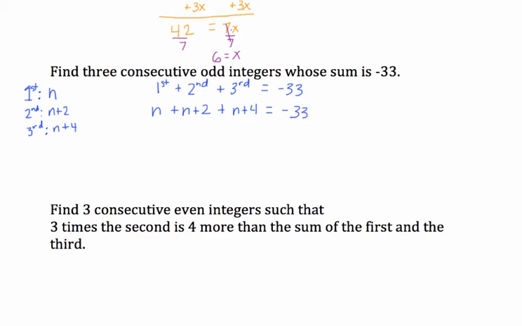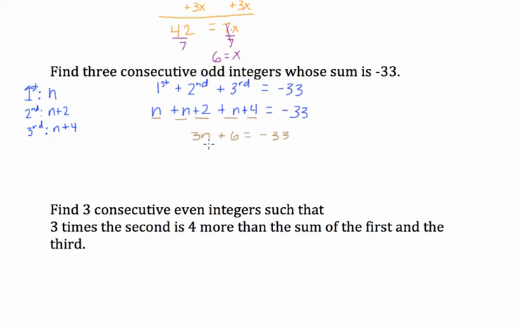So now let's just solve. I can add my like terms on the left side. So let's see, I have 1n plus 1n plus 1n, that's 3n. And then a plus 2 and a plus 4 makes a plus 6. 3n plus 6 equals negative 33.